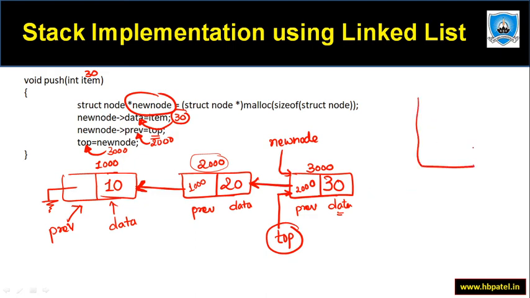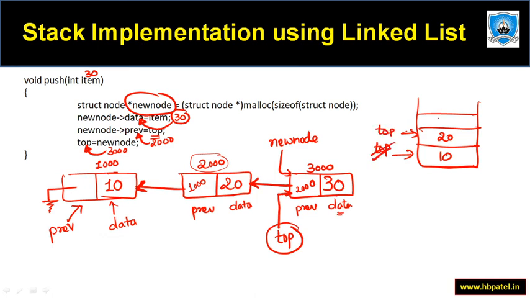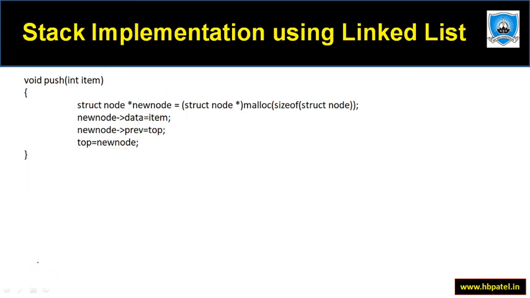Alright, so if we compare this with our regular stack, you know that initially if you have only 10 in the stack, the top is pointing here. When you insert 20, then the top is pointing here, and in that case this is gone. When you insert 30, the top is pointing here, and in this case this is gone. So we can see that initially top was over here, then it was here, and now the latest top is over here. So this is my push function.